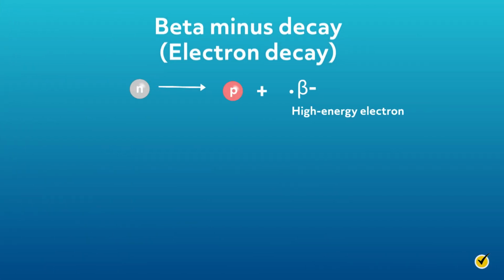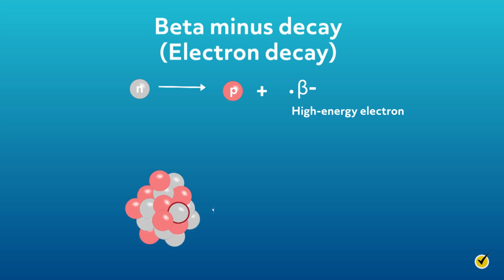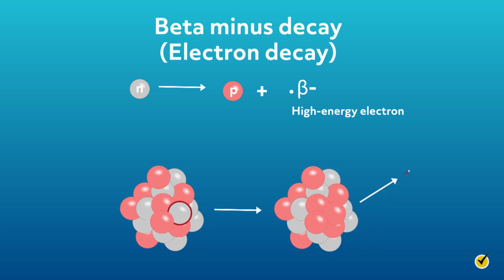Beta minus decay is the release of energy through the emission of a high-speed electron, or as it is known in nuclear physics, a beta particle. This electron shoots out at a very high speed due to the conversion of a neutron into a proton. This is an electron from the nucleus, not an orbital electron, which is why it's important to use the beta minus notation to keep them straight.